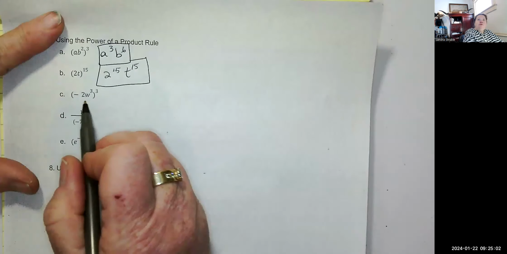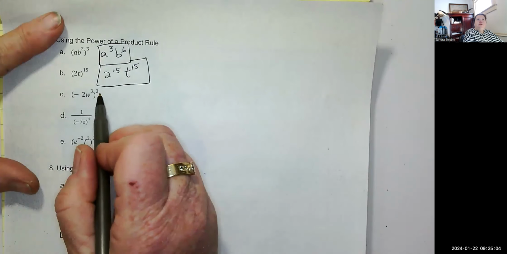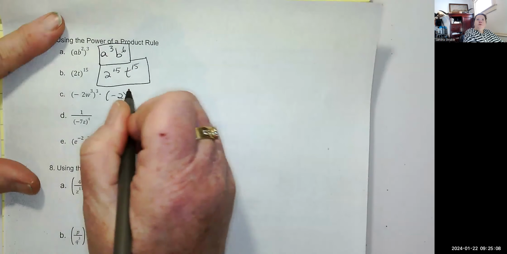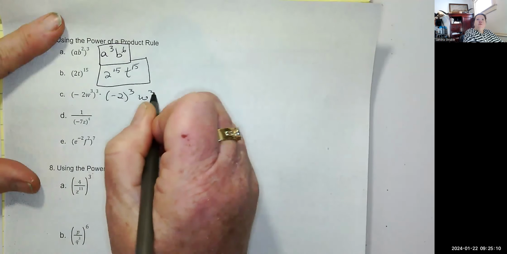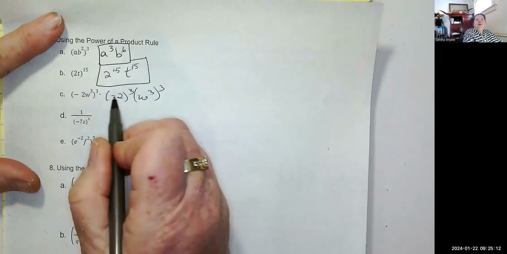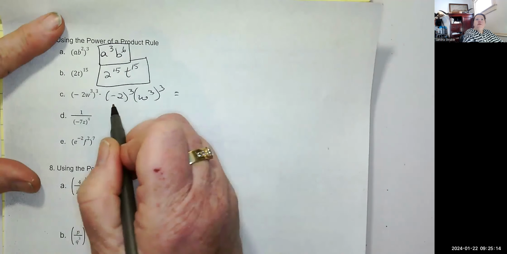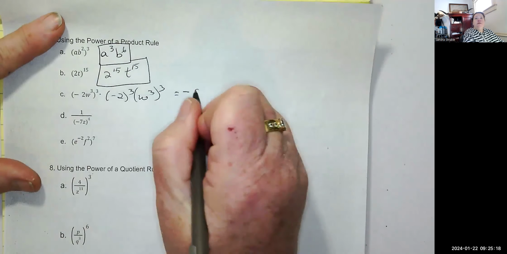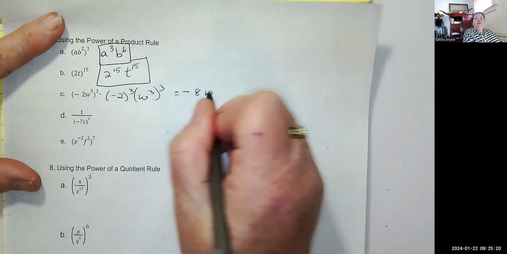Next one is negative 2w cubed. So we take the negative 2, cube it. We take the w cubed and cube that. Negative 2 cubed is going to be a negative because it's an odd exponent. 2 cubed is 8. And then w to the 9th.